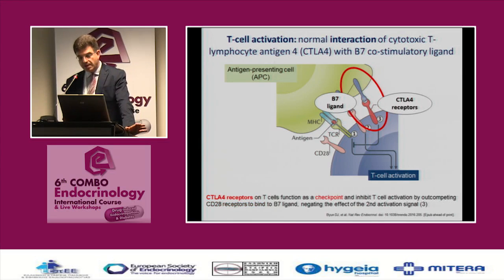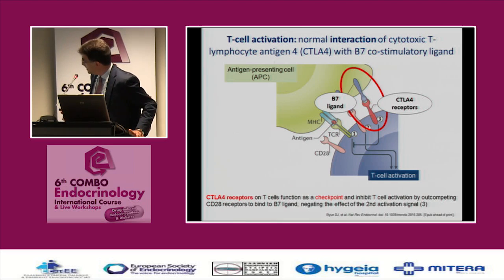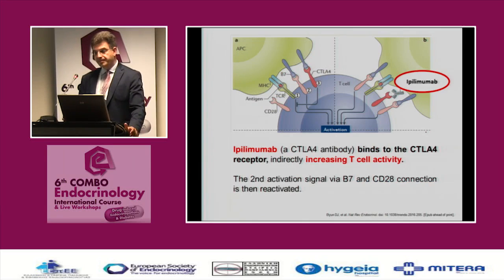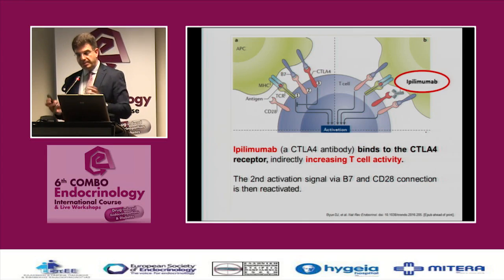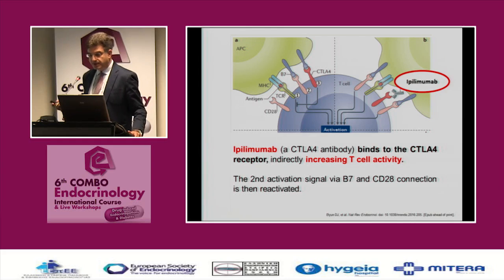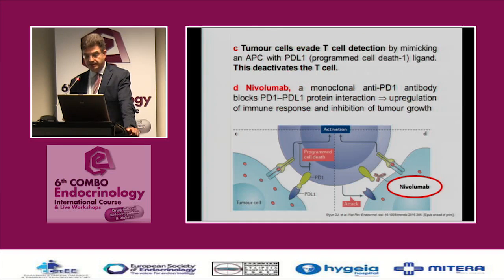However, there are these CTLA-4 receptors on T cells that function as a checkpoint. They inhibit T cell activation by competing for binding to these B7 ligands, and therefore they negate the effect of the second activation signal. So let's see one of the major CTLA-4 antibodies that are used in this class, ipilimumab. It binds to the CTLA-4 receptor, and therefore it indirectly increases T cell activity.